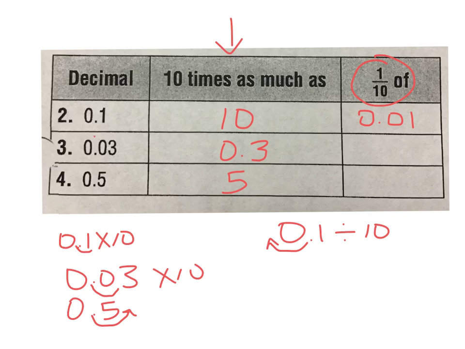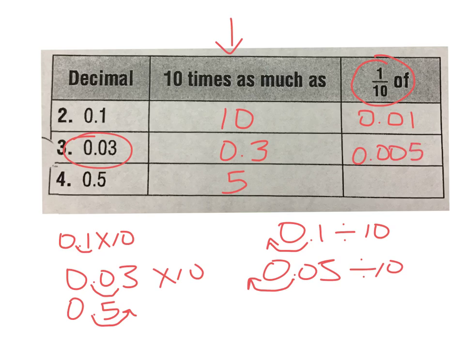Okay, what about the next one? So I take this one right here, 0.03 divided by 10. So I'm going to take my decimal and go which way? To the left. So it becomes 0.003. How many zeros? 2 zeros. Okay, and then my last one, 0.5 divided by 10. So again, I'm going to take it to the left, and I'm going to say 0.05.